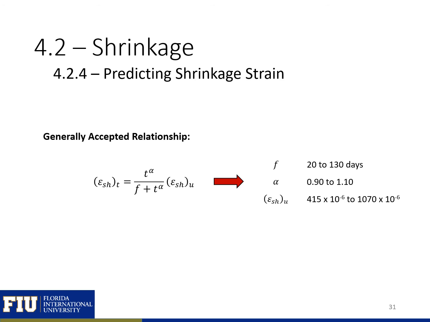When we're predicting our shrinkage strain, this is a basic expression, a generally accepted relationship relating our shrinkage at a certain time to our ultimate shrinkage, where our shrinkage will increase over time dependent on these constants F and alpha. And our ultimate shrinkage will vary somewhere between 415 and 1070 microstrain.